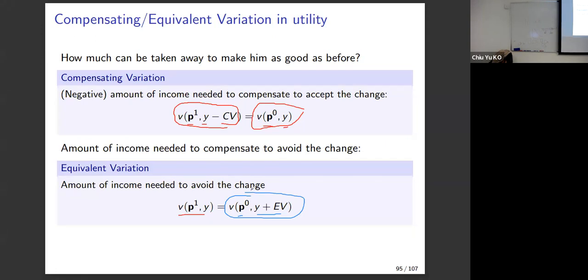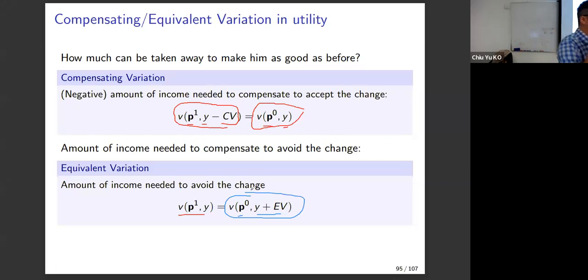Suppose your price goes up. How much you need to give him, take away from him? Or somebody, this price goes down, how much can you buy more? So how much you need to give him in order not to do the subsidy. I think it's the easiest thing to think about subsidy. EV is this, right?